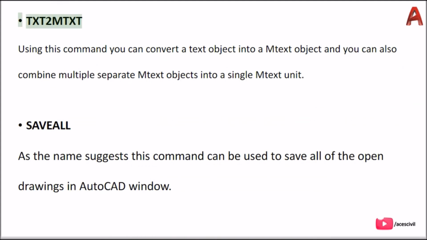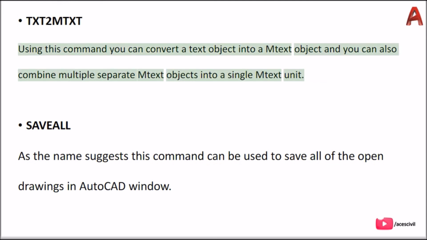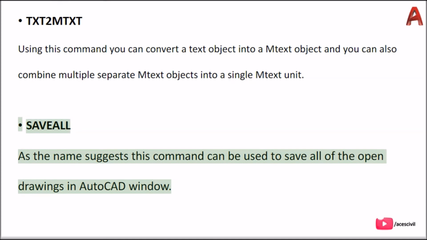TXT to MTXT. Using this command you can convert a text object into an MText object, and you can also combine multiple separate text objects into a single text unit. Saveall. As the name suggests, this command can be used to save all of the open drawings in the AutoCAD window.